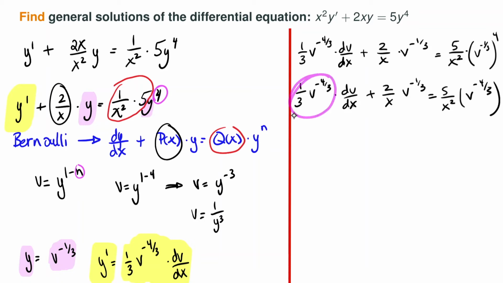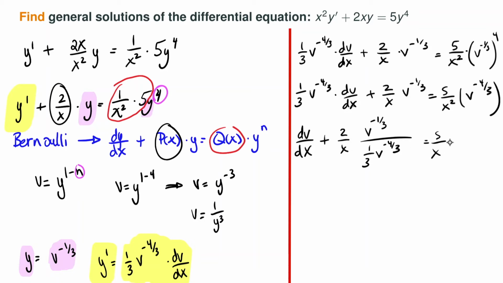We will want to divide both sides by this term to get our dv dx term isolated. So as we do that, we get dv dx plus 2 over x times v to the negative 1/3, all divided by 1/3 v to the negative 4/3, equals 5 over x squared times v to the negative 4/3, all divided by 1/3 v to the negative 4/3.